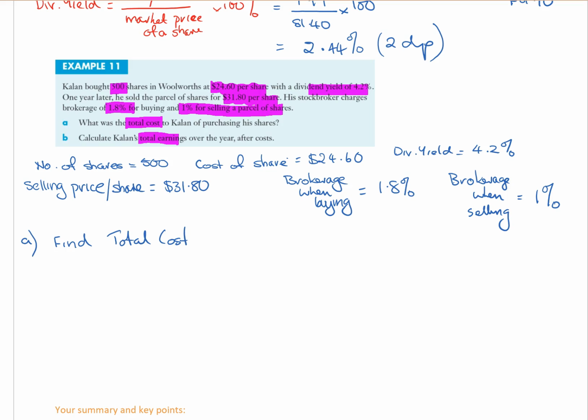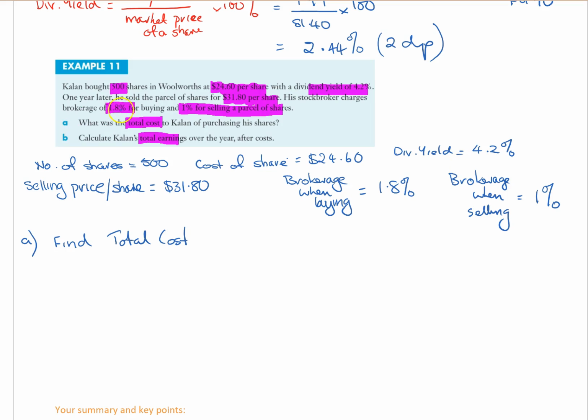In this next example, there's quite a lot of information that you have to register. So it's Kaylin bought 500 shares, and you can see that I've translated that at $24.60 per share. It's important to recognise the cost of the share, with a dividend yield of 4.2%. This time in this question, you're actually given the dividend yield. So that's what I meant earlier in the video when I said every question will be different, because in the previous one you had to find the dividend yield.